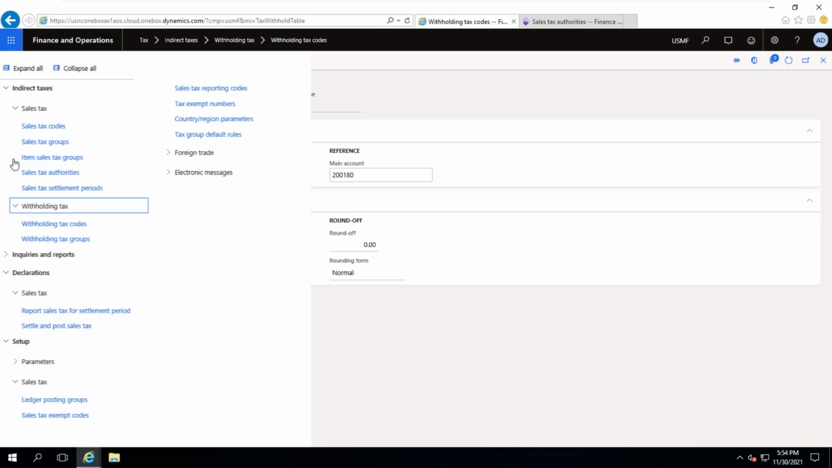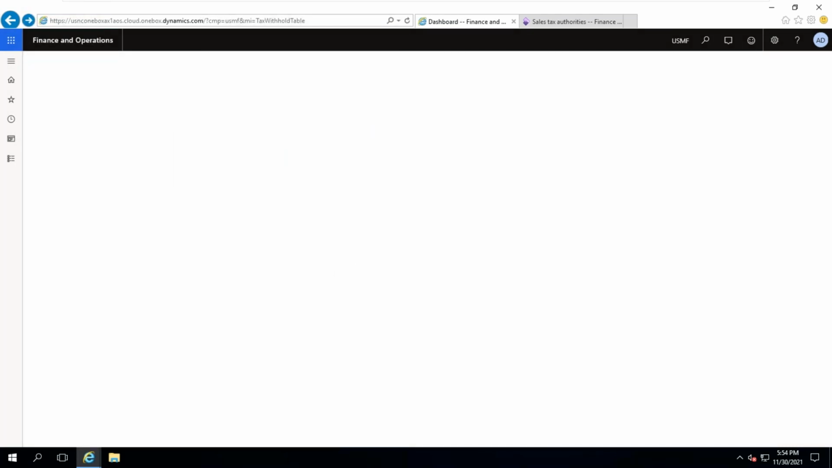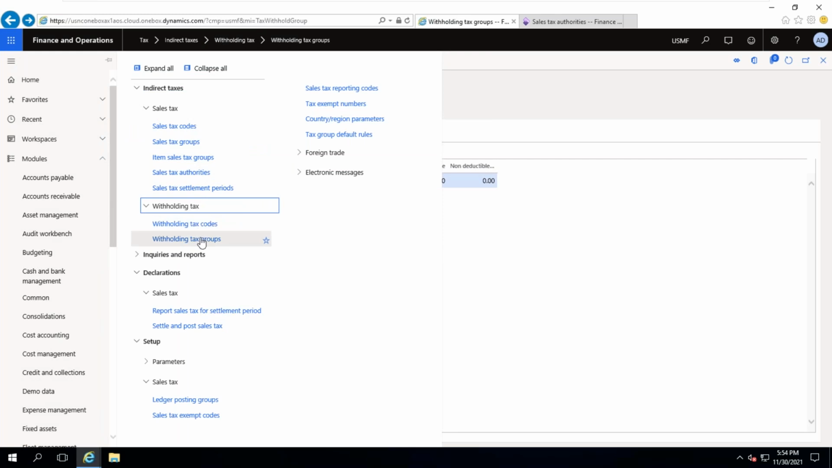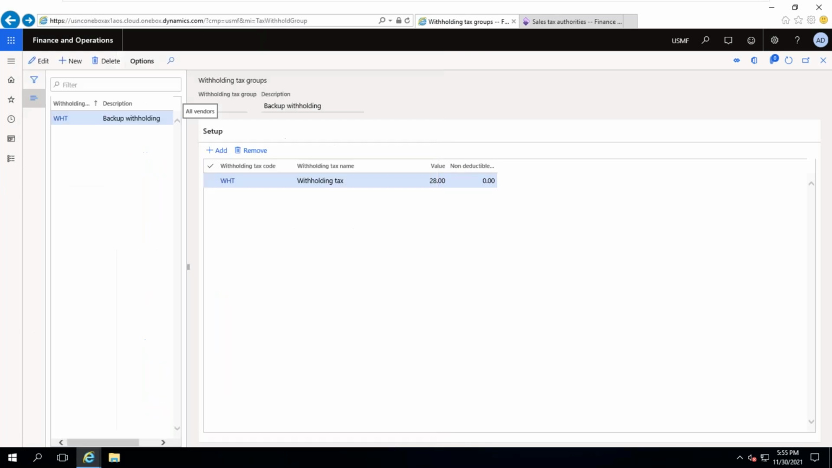Next you need to create withholding tax groups. Suppose there are 2-3 codes; you add all those codes, and that is a withholding tax group. Once the withholding tax code and group are defined, simple and straightforward, you can go to accounts payable, vendors, all vendors.